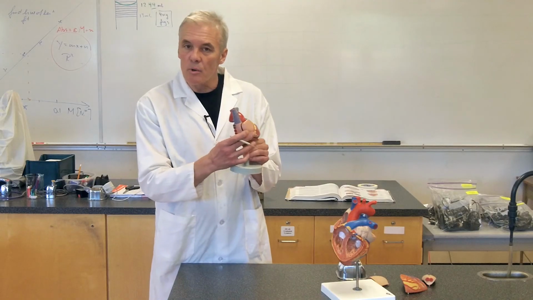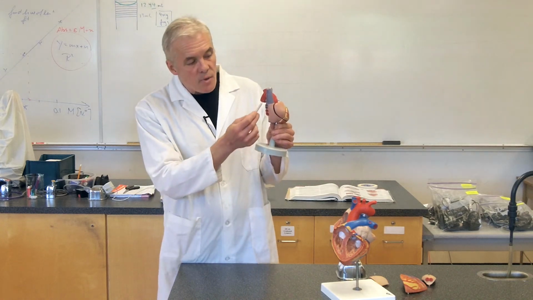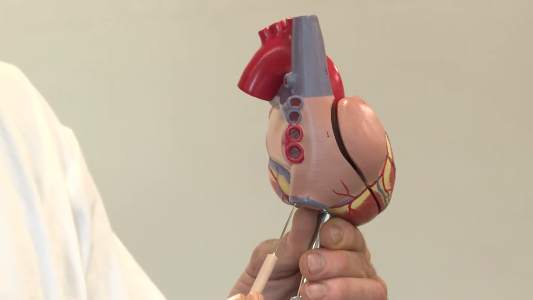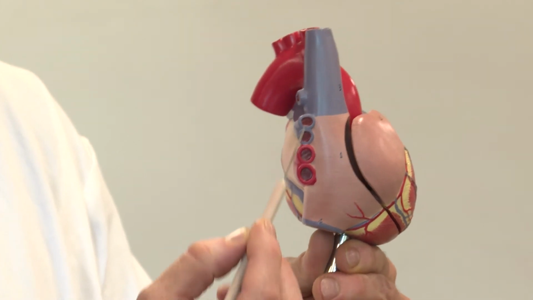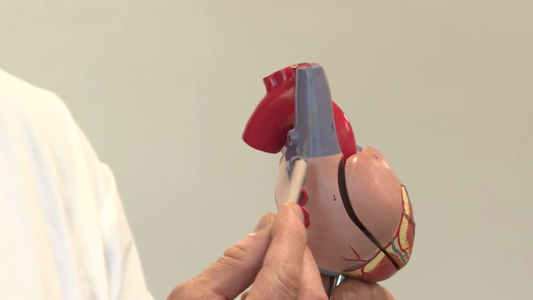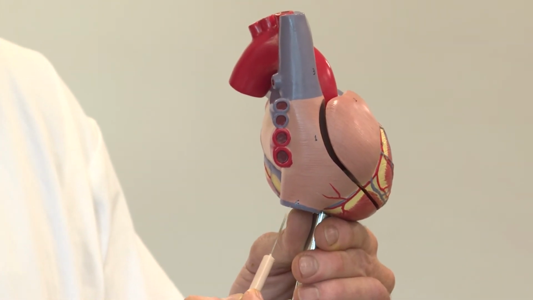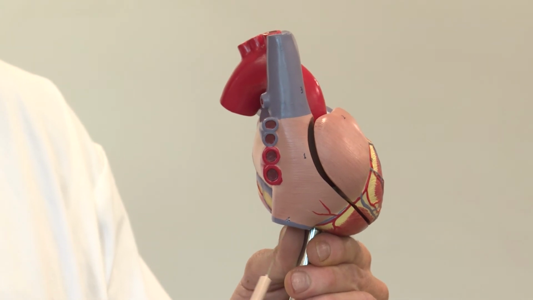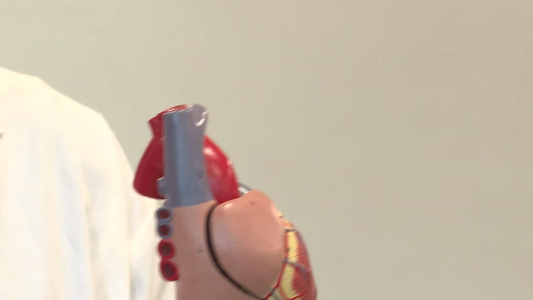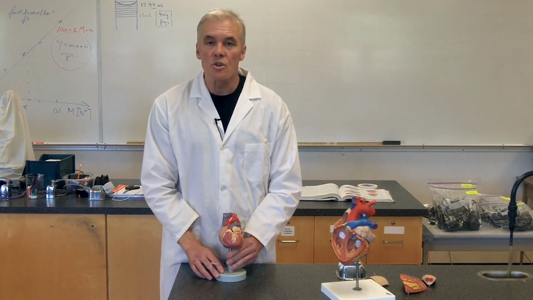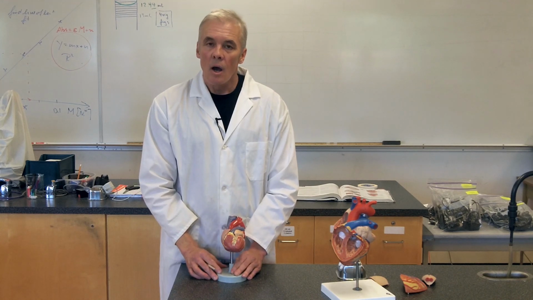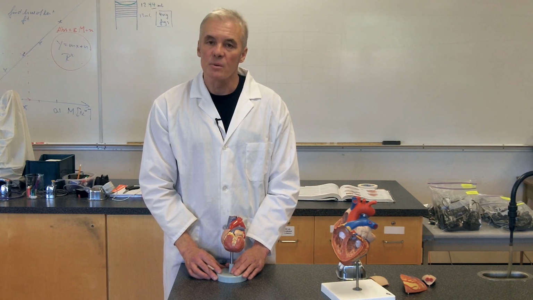Let's look at another blue structure. This structure here, we can also see a little bit of it here. This is the superior vena cava. This is the inferior vena cava. These are the external structures of the heart on the small heart model.